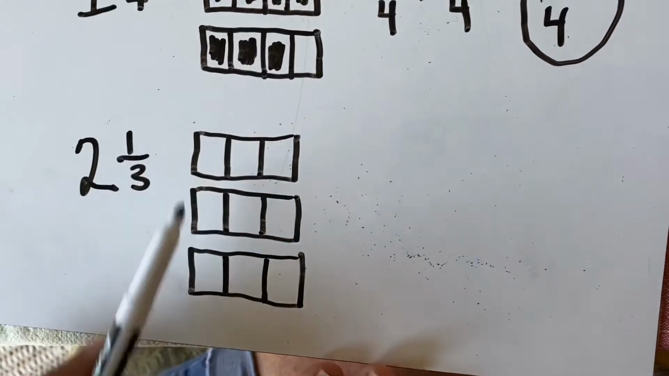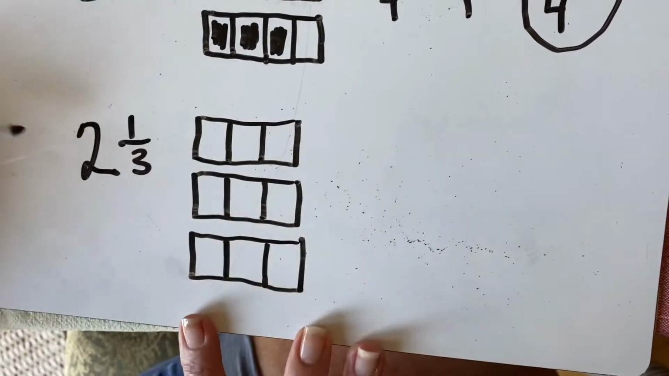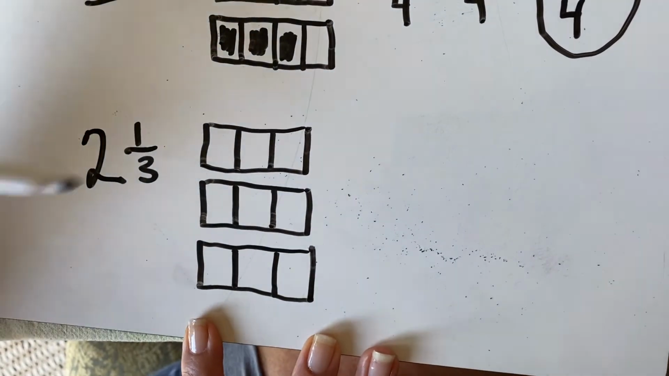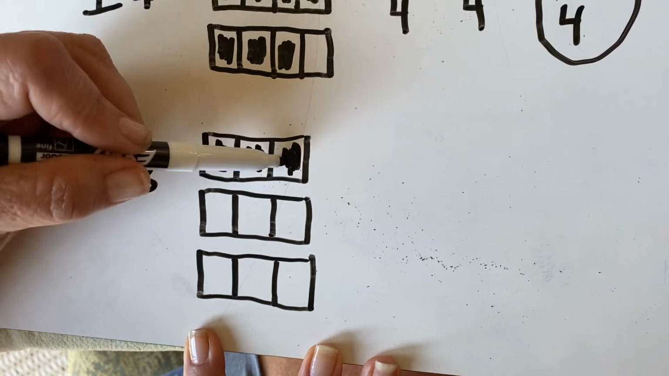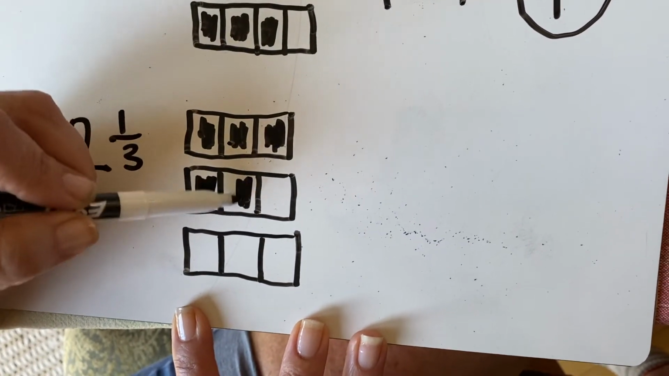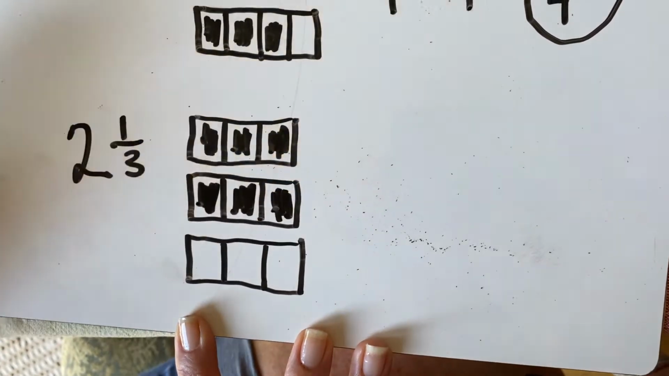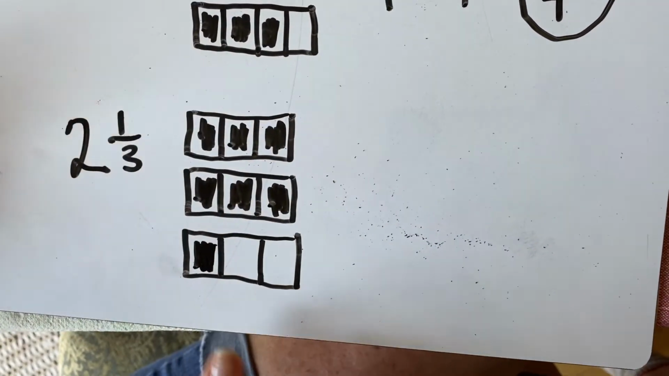Okay, perfect. Now I have my model, and they're split into thirds, so I need to shade in 1 whole, 3/3. That's for one of my wholes. Right here I have 2, and I have to do it again. So there's 2 wholes, right? And then I model my fraction, 1/3. 1 is shaded out of 3 total.